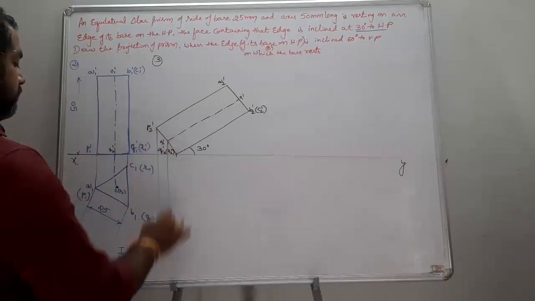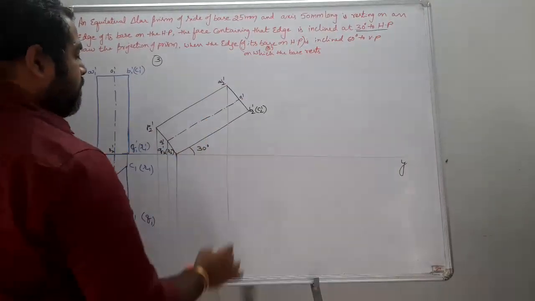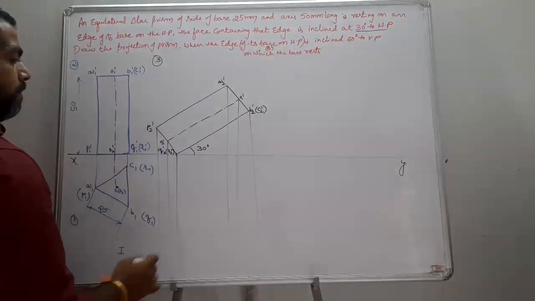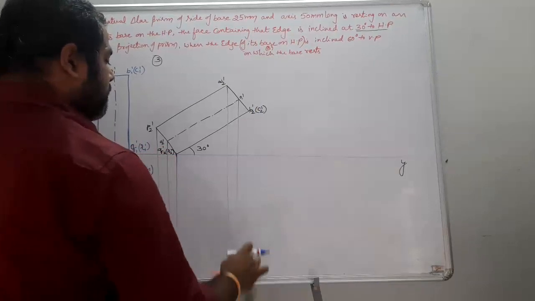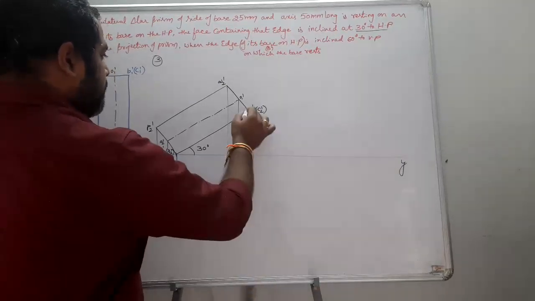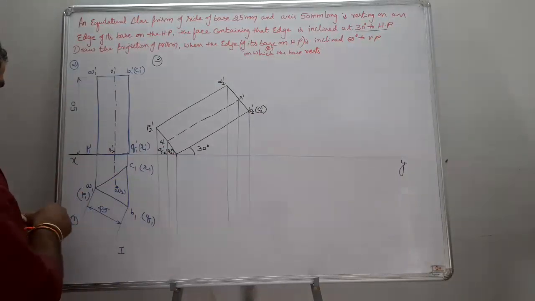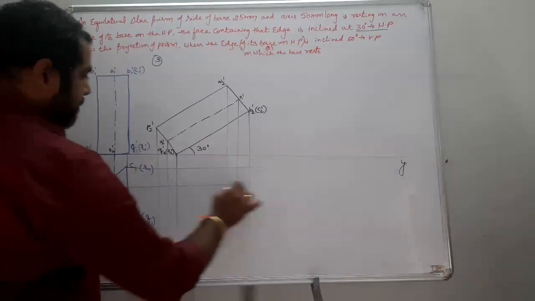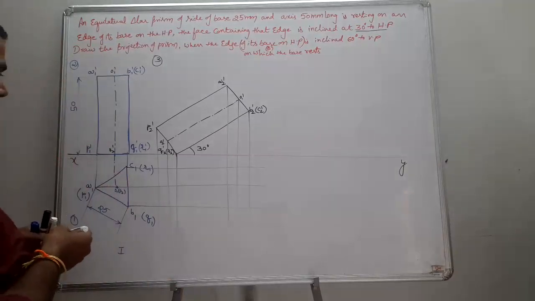Top view. From here, draw the horizontals. Now mark the intersection points.